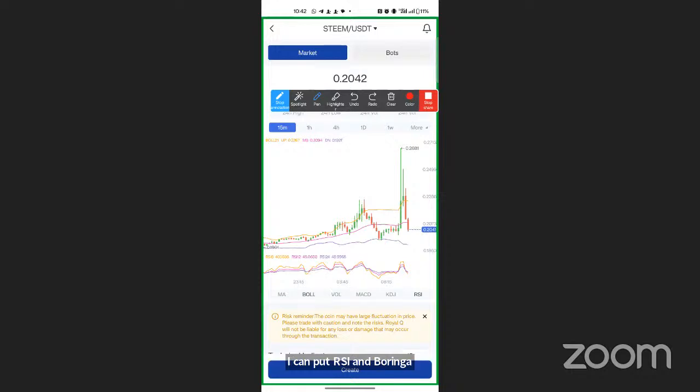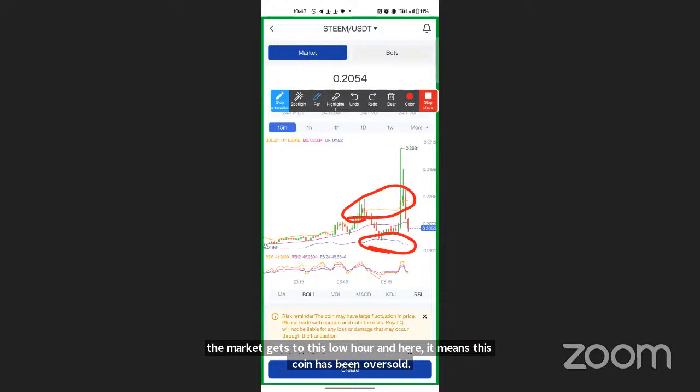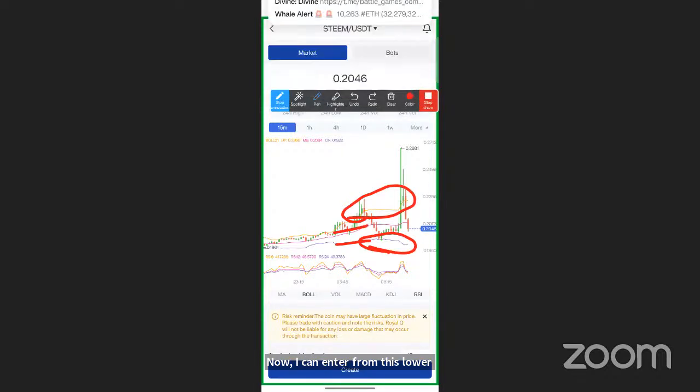How? The Bollinger Band has 3 lines, it has this one, and this one. When the market gets to this first one here, it means this coin has been overbought. When the market gets to this lower one here, it means this coin has been oversold. Now, I can enter from this lower line and leave at this middle line.